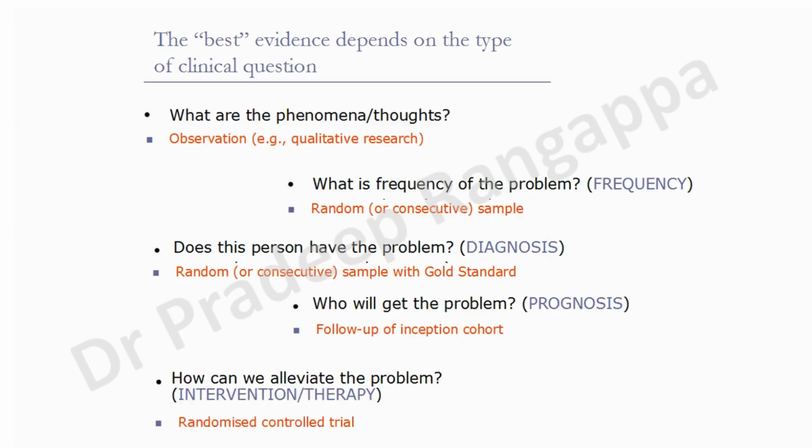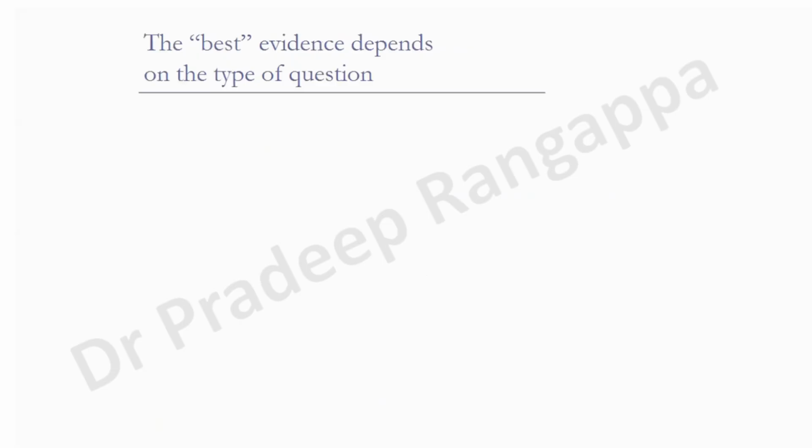But if you're doing some intervention, suppose I use vitamin C in a patient or I use certain antibiotics, and want to look into the outcome compared to another group which does not get that particular vitamin C or magnesium or manganese or whatever the case may be, we have to do a randomized controlled trial. So these are some of the frameworks as to what is the question in your mind and what is the type of study that you are looking at. And the best evidence depends on the type of question.